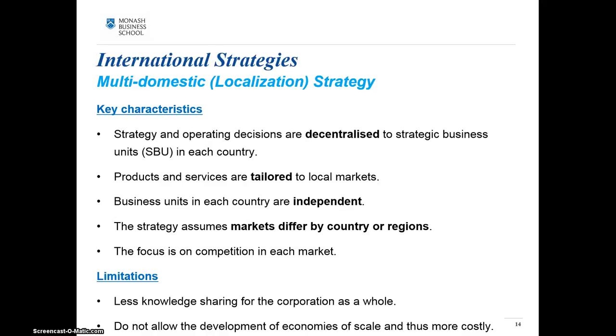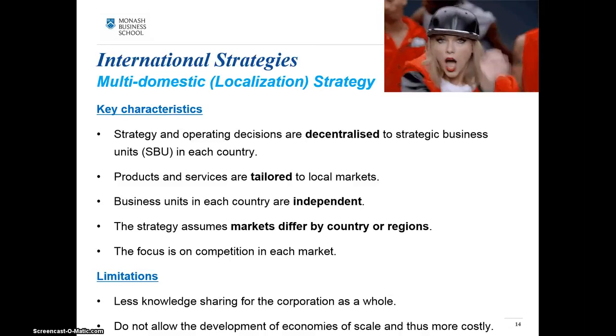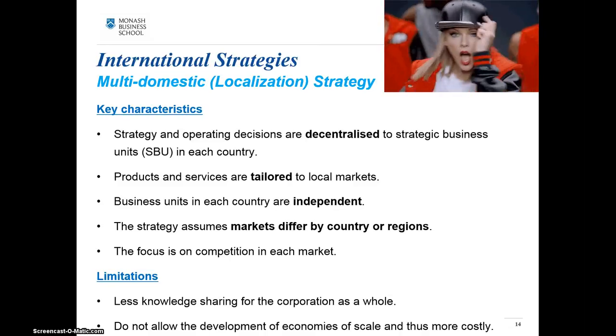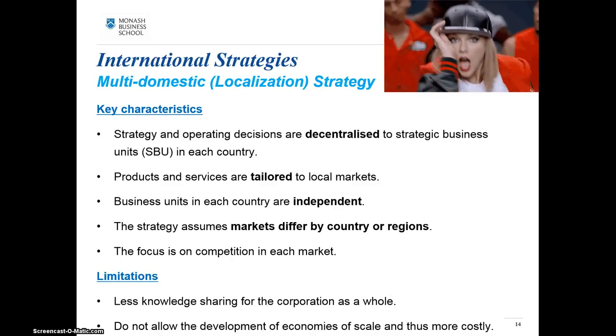So we have a higher level of autonomy from each of these different SBUs or subsidiaries across the world, where they have that flexibility and freedom to tailor their product to suit whatever the local tastes and consumer trends demand. And in line with that, the products and services do tend to be tailored to the local markets. We're talking about the adaptation of products to suit those local consumer demands.